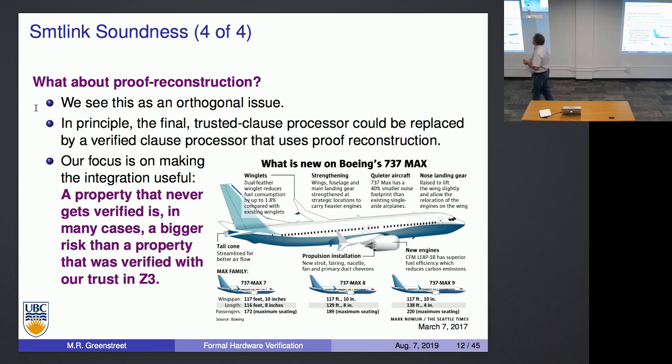Okay, what about proof reconstruction? I say this is an orthogonal issue. I know that most of the world has gone for proof reconstruction. Now, in principle, the final trusted clause processor could be replaced with a verified clause processor that does proof reconstruction. Right? So why don't we do that? Because with a really smart grad student and a not quite so smart faculty member working on this project together, there's only so many things you can take on. Many people have taken on proof reconstruction. We say, no, we're going to take on making this useful.